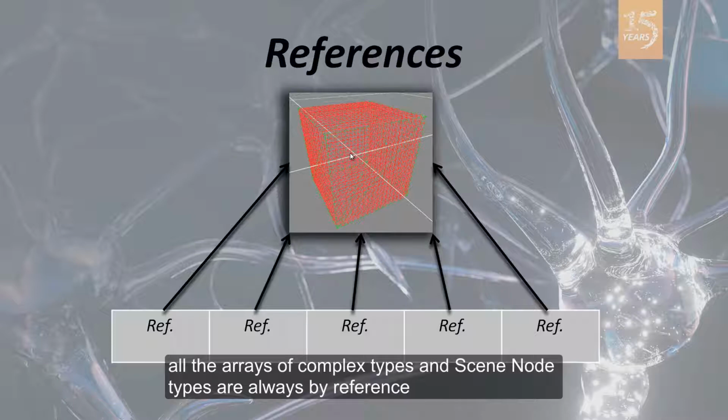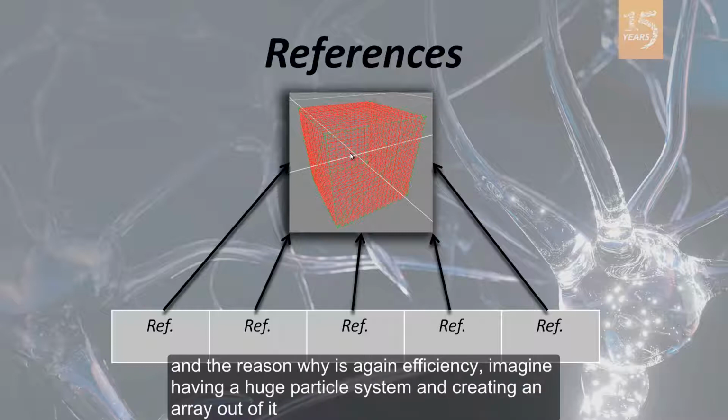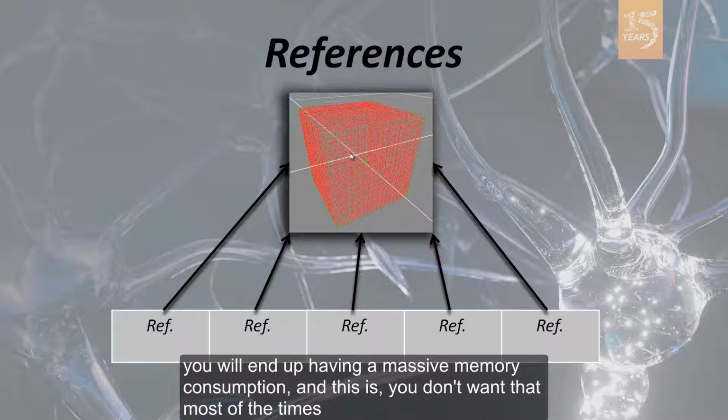All arrays of complex types and SC node types are always by reference. And the reason why is, again, efficiency. Imagine having a huge particle system and creating an array out of it. You will end up having massive memory consumption, and you don't want that most of the time.